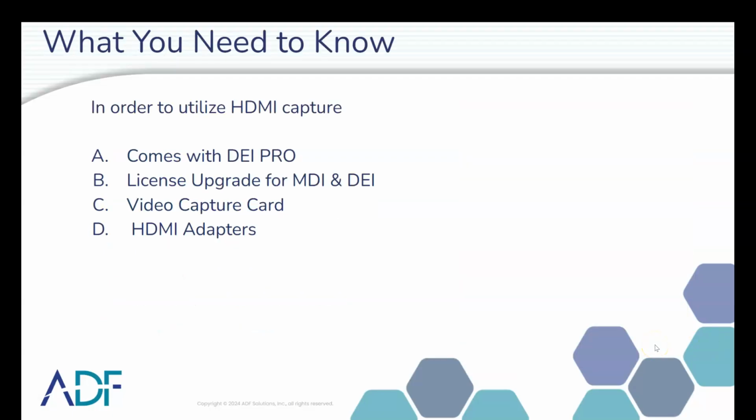Said it before, it comes with DEI Pro. If you have MDI or DEI and this is something you want, it's a license upgrade module. You need the video capture card, which I'm going to show you here in a bit. That will come with the new kits and some HDMI adapters. So let's move on to making the connection.